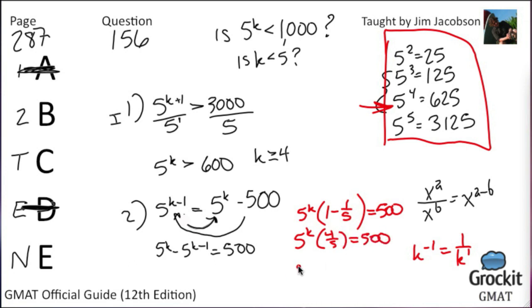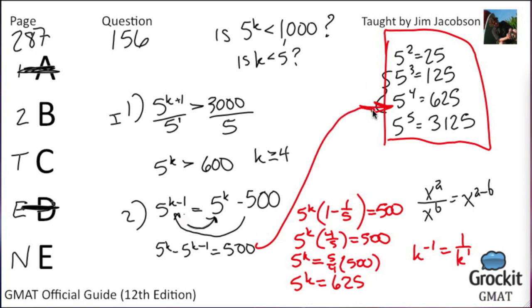And then we would divide both sides by 4 fifths, or multiply both sides by 5 fourths, which is the same thing. 5 to the k equals 5 fourths of 500, which is 625, the same answer that we arrived at before. So statement 2 is sufficient to answer: is 5 to the k less than 1,000? It is. 625 is less than 1,000. Answer choice B, statement 2 is sufficient on its own.